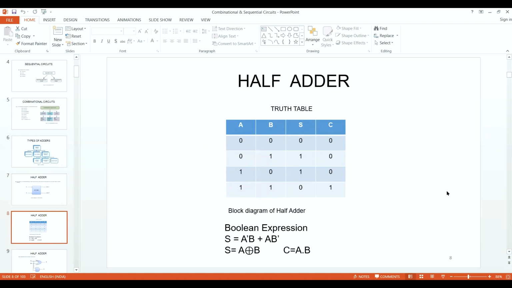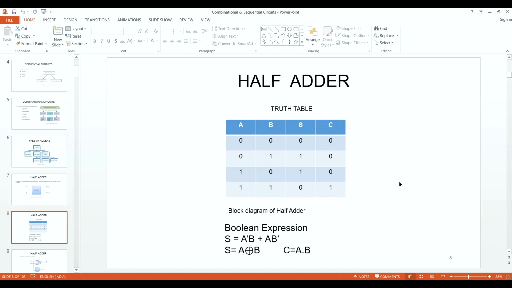In the truth table of the half adder, you can see both inputs are there: 0 0, 0 1, 1 0, and 1 1. For 1 1, we have a carry. And you can see easily that the sum is A'B + AB', which is simply an XOR gate. And when we talk about an XOR gate, one thing needs to be understood: whenever the inputs are not identical, I'm repeating, whenever the inputs are not identical, then your output would be 1, otherwise no.